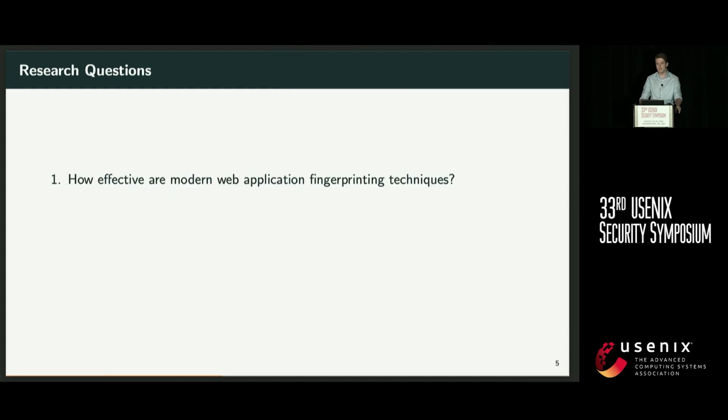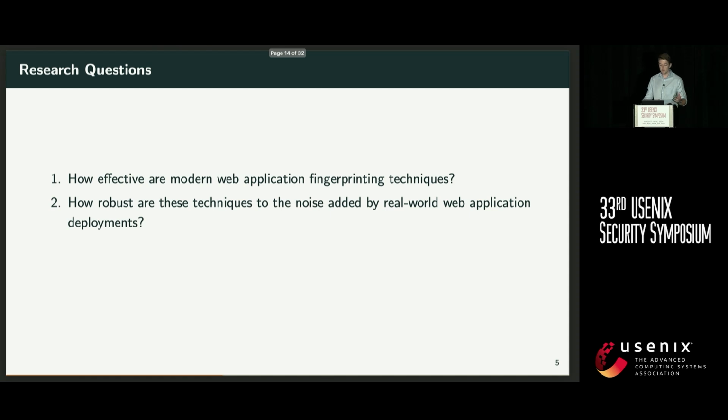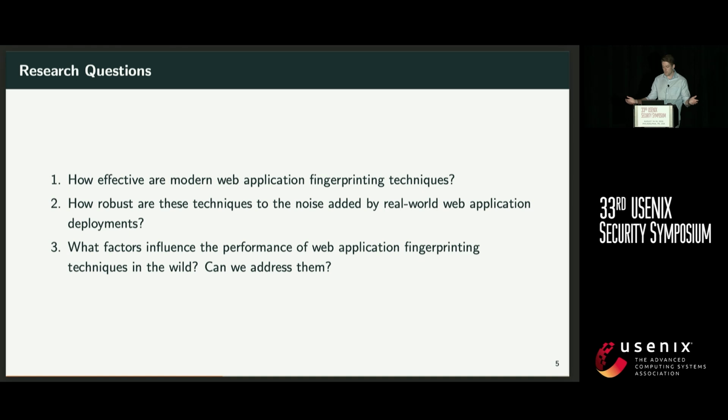So in this work, we wanted to answer a few research questions. The first is, how effective are modern web application fingerprinting techniques? On top of this, we want to know how robust these techniques are to the noise that's added by real-world sites. So we wanted to test the performance both in a best case scenario, when you install a web application right out of the box and make no changes, and then compare that to real-world deployments of the same web applications. And lastly, we wanted to know what factors influence the performance of these techniques in the wild, and whether we can address and remediate them in some way.